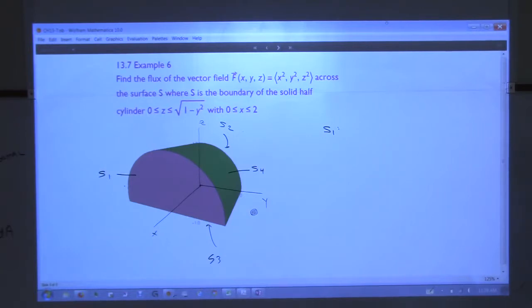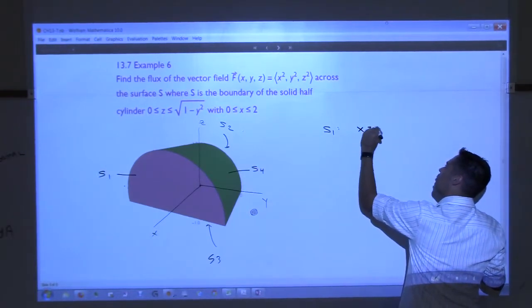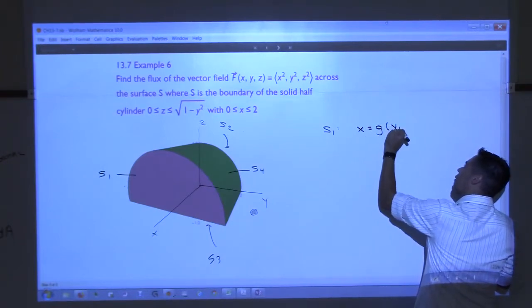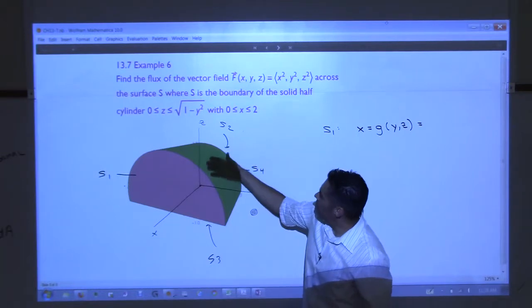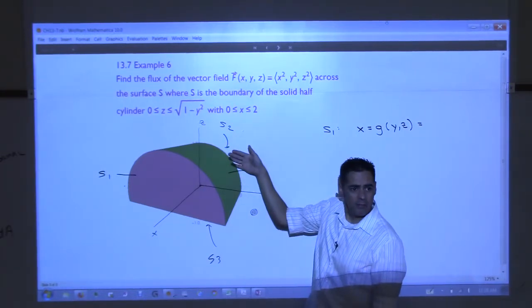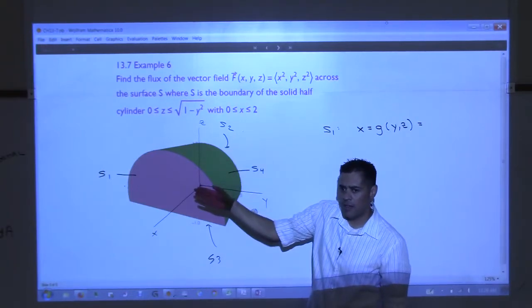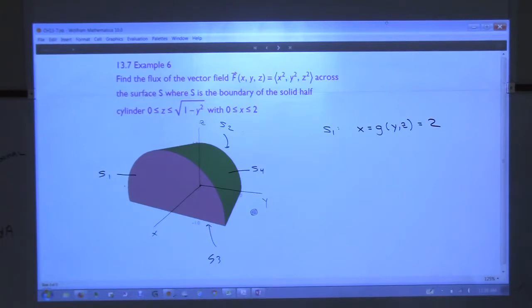X is a function of y and z. In fact, x is which function? We know exactly what it is, don't we? So your x values are between where and where? 0 and 2. So 0 is the back side, isn't it? And 2 would be this front side. So that's just the equation x equals 2. Y'all agree? Now, do you want me to continue with this and use a special case, or do you want to try that normal vector thing?